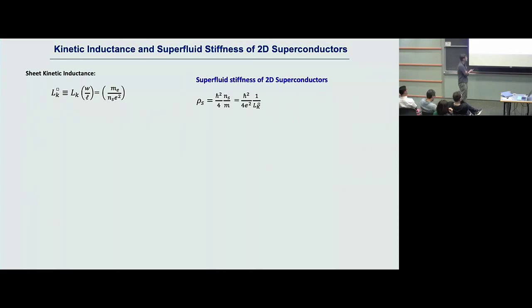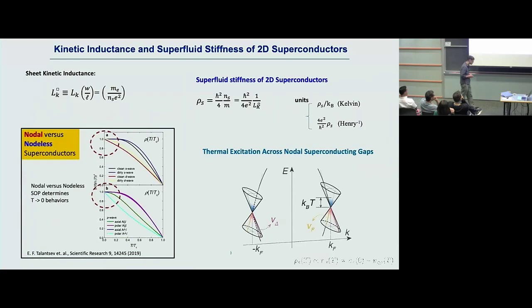So in principle, the superfluid stiffness, as I mentioned, is in energy units. If I divide by the Boltzmann constant, it can be used as a temperature unit, which is quite convenient sometimes. Or I can express this in terms of inductance units, inverse Henry. So you will see that throughout the talk I will use one unit versus the other.